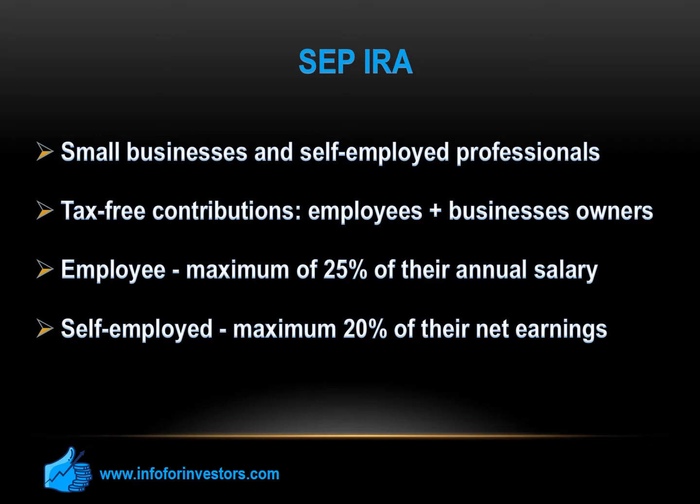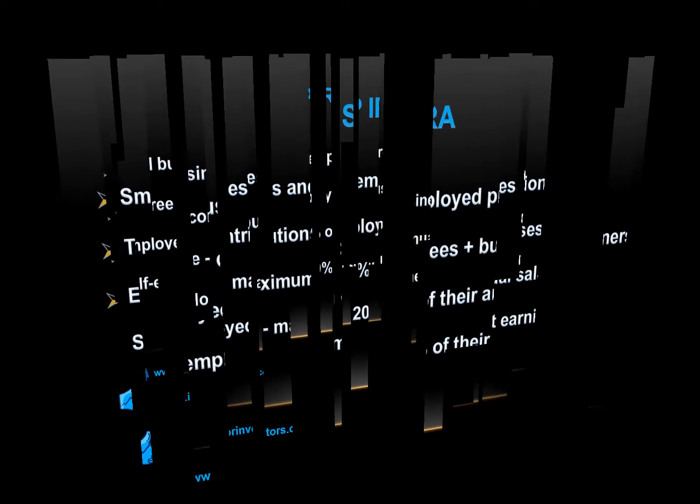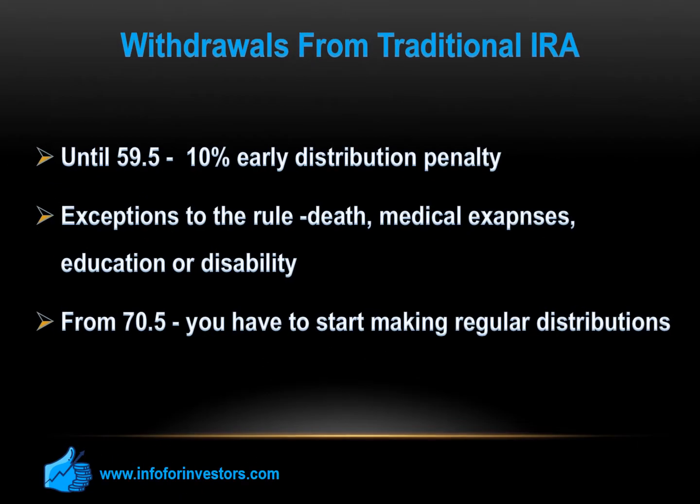Many people are asking us regarding withdrawals from traditional IRA. Under normal conditions, an individual cannot make withdrawals from a traditional IRA before the age of 59 and a half. If you make a withdrawal, say when you're 49, then a 10% early distribution penalty will be imposed. Also, you may have to pay state taxes on these amounts of money. However, there are some exceptions to the rule.